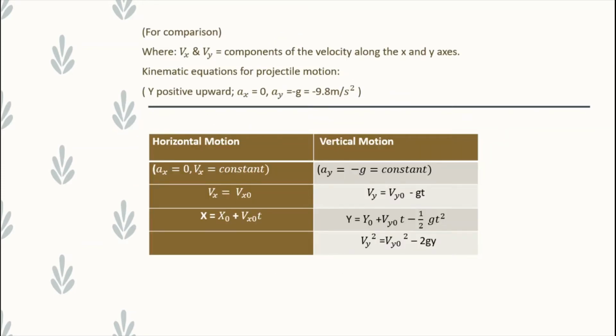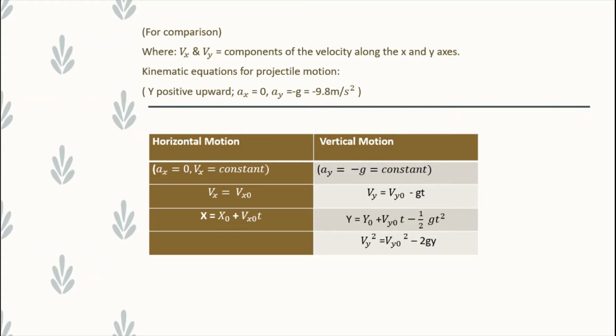In dealing with projectile motion, if we're going to solve problems here, we can make use of these equations. But first we have to take note of the following. Vx and Vy, the components of the velocity along the x and y axis, are involved here because the object is traveling on a curved path. That means there is a direction, that means it is a vector.